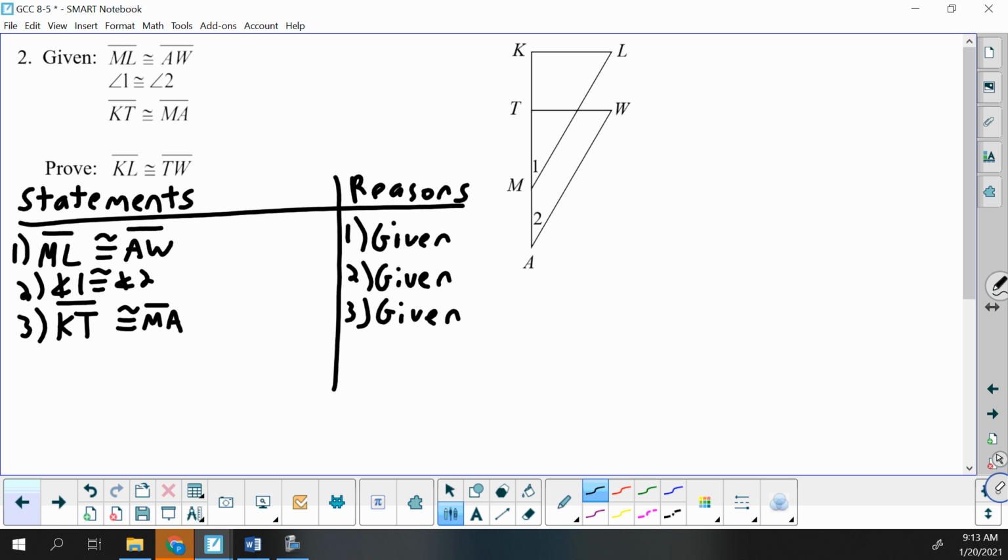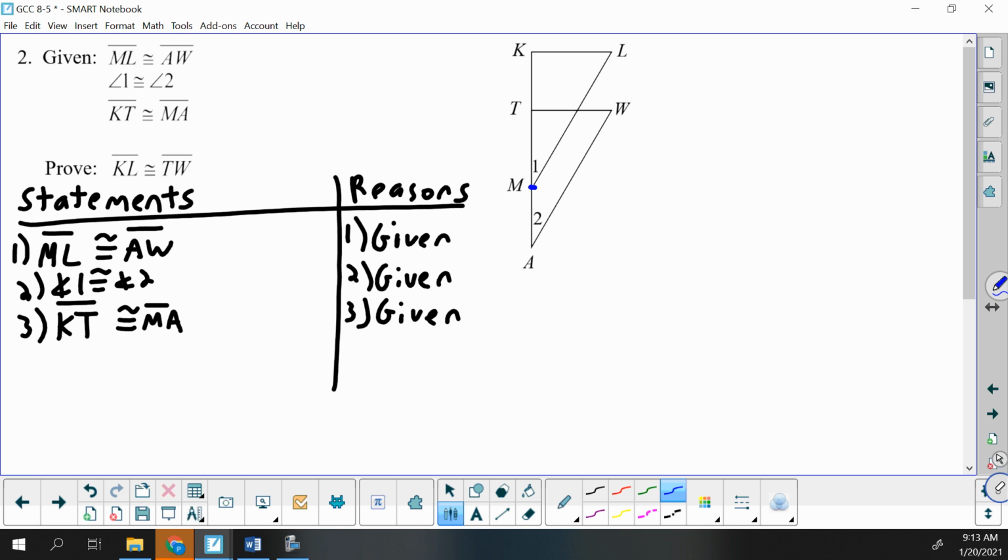All right, let's come up with a plan. We want KL congruent to TW. Well, those are sides in separate triangles. So our goal should be to get triangle ATW and MKL congruent to one another. And then we can do our congruent triangles implies congruent corresponding parts. Well, they give us ML congruent to AW.